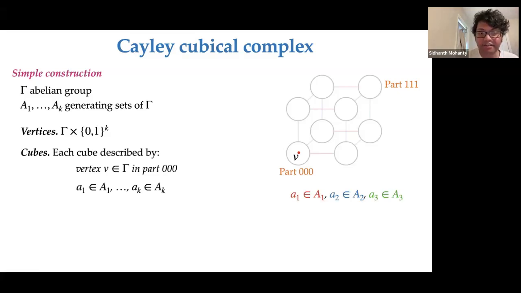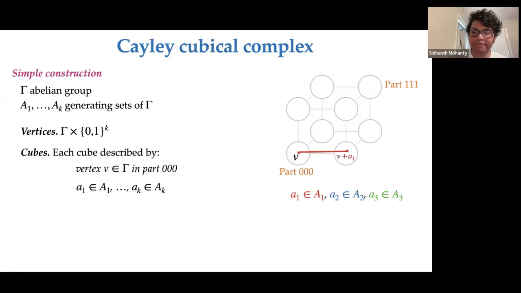And then I describe k group elements. And in particular, these elements A1 through AK are going to be such that A1 is from the first generating set capital A1, A2 is from the second generating set capital A2, and so on. Okay, now I have to tell you how you draw the cube in this case. So let's draw it progressively.